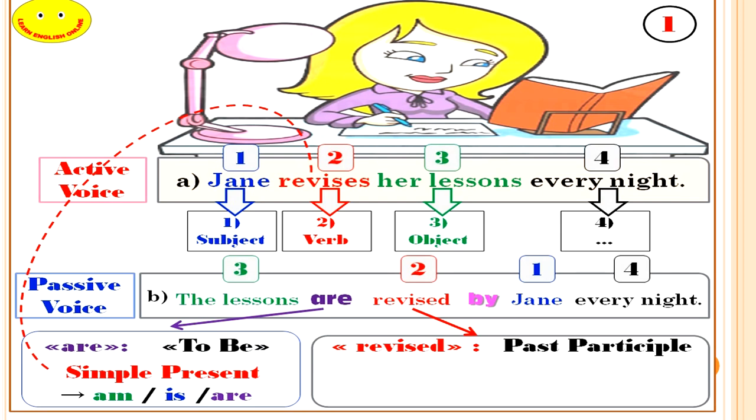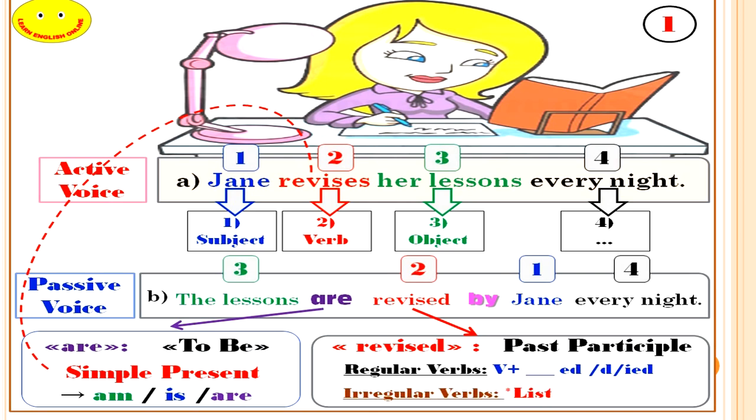To form the past participle, we have to consider the following. If we have regular verbs, then we add ed, d, or ied. We're going to see some examples later. And one of them, of course, is revised. If the verbs are irregular, then there is a list of irregular verbs to learn by heart. Okay?